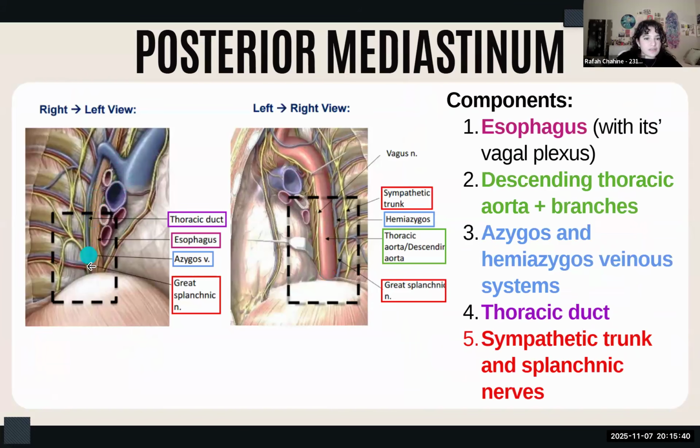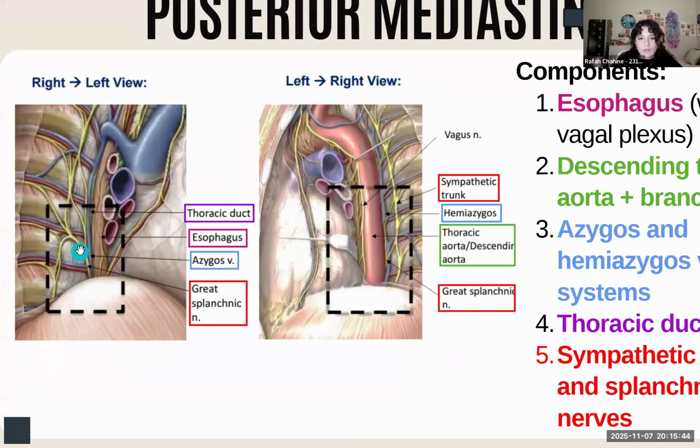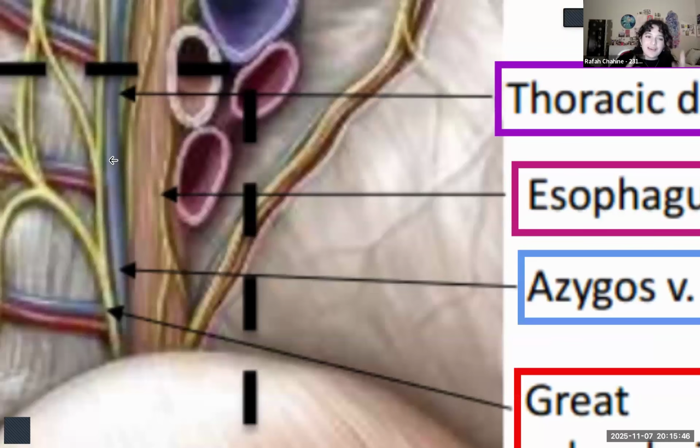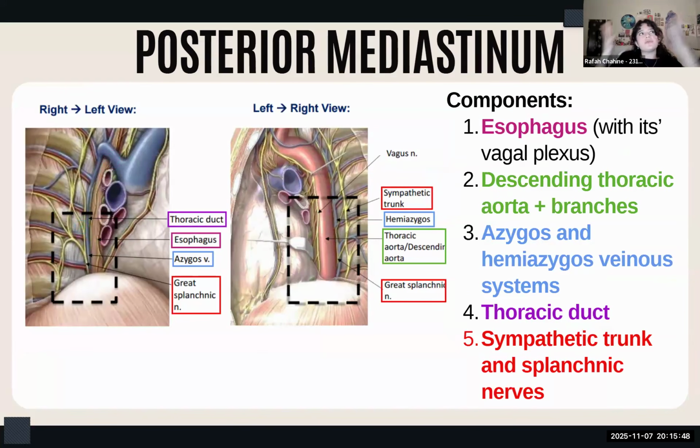What else can we see? We can see the thoracic duct. You can barely see the thoracic duct. Why can we see the thoracic duct here? Because we can see the esophagus. What is the relationship between the thoracic duct and the esophagus? Left. Okay. So we're looking at the right side. Obviously, we're not going to see the thoracic duct because it's to the left of the esophagus.